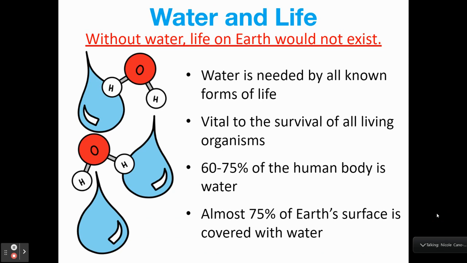All right, so we are now on the first question where it says water, life, and the water molecule. So without water, life on Earth would not exist. There is no form of life that we are currently aware of that doesn't require water.